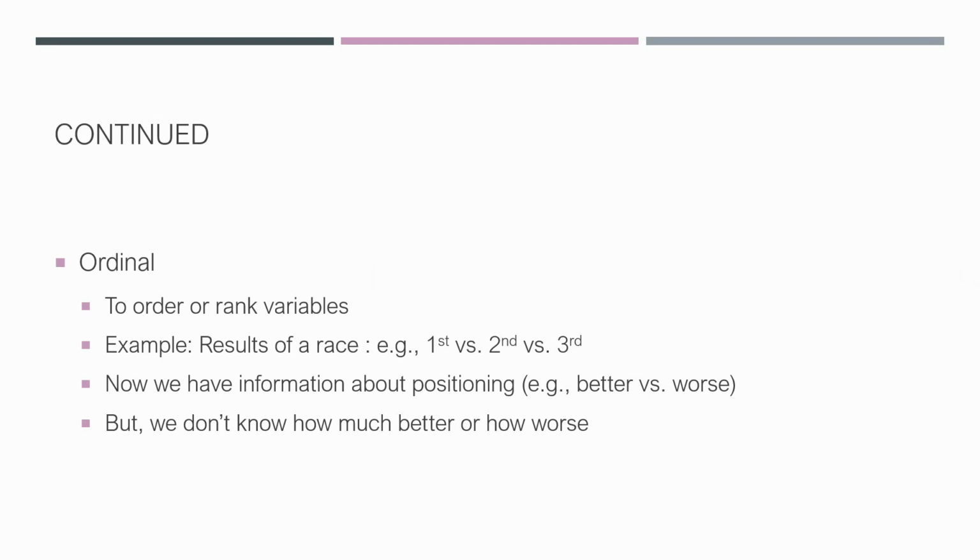But now we know that one group can stand above another group. So the first place group stands above the second place group, and the second place group can stand above the third place group. So now we have ranked the levels of any given variable. Now we can say there is a better group versus a not so good group, and so forth. So now we have information about positioning, right?